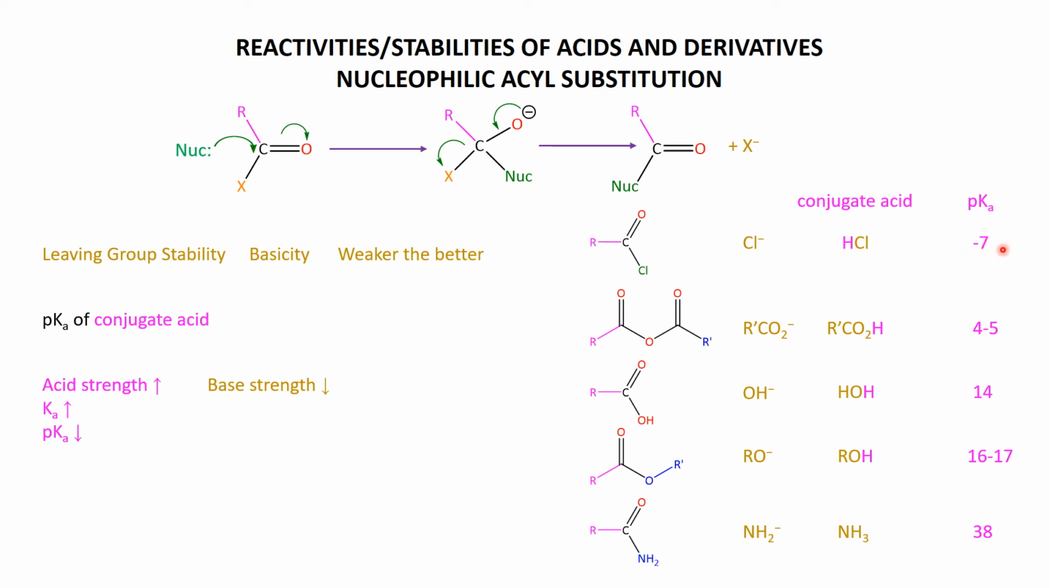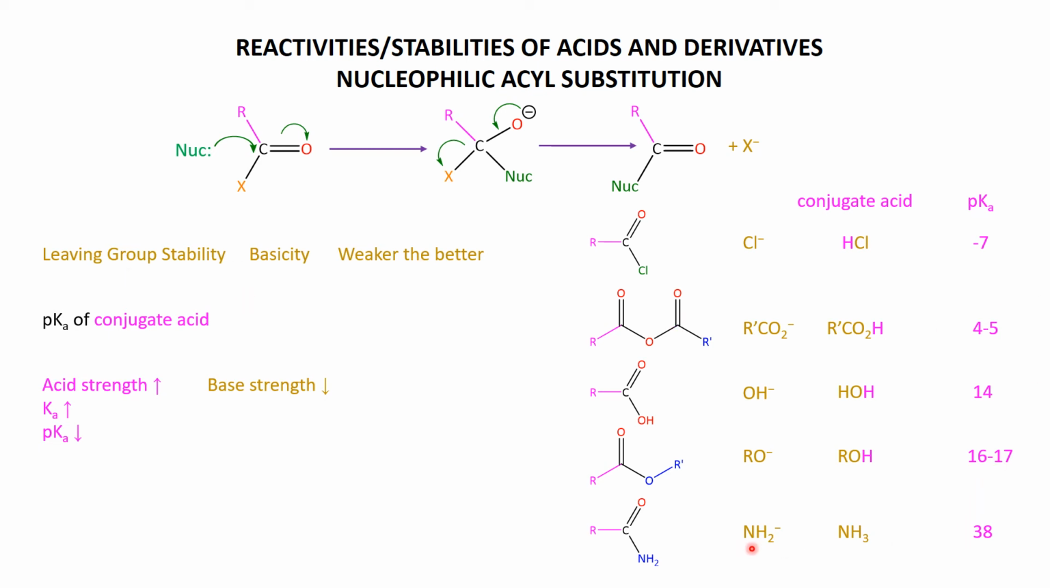-7, that's a pretty small number. In fact, it's so small, it's negative, because, of course, we know HCl is a very, very strong acid. Cl minus is a very, very, very weak base. Thus, it's a very good leaving group.